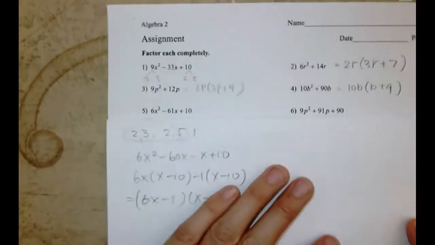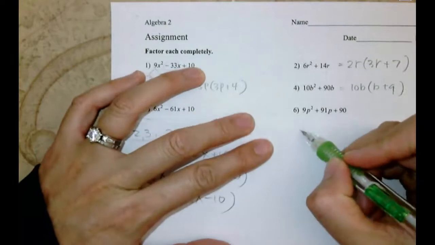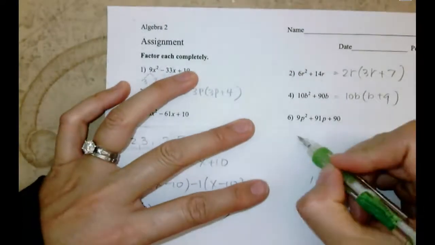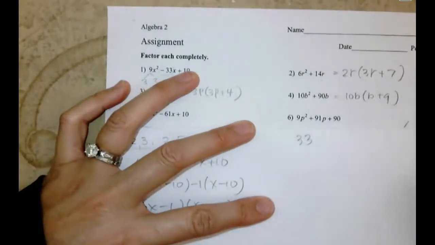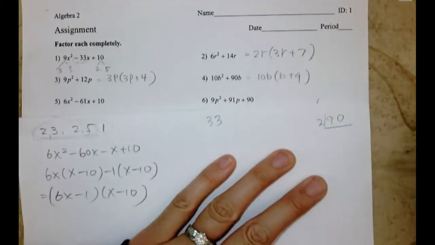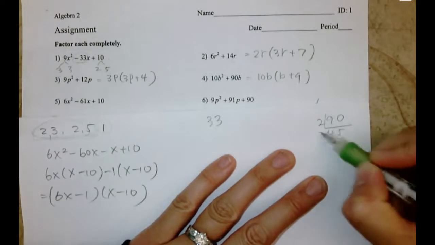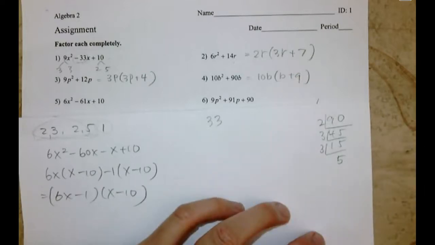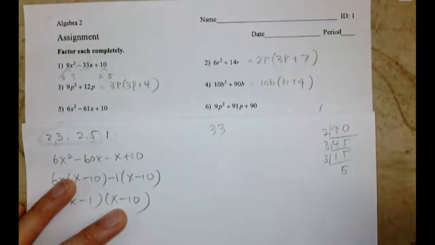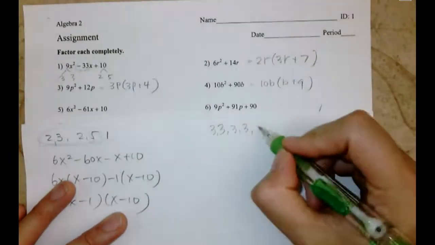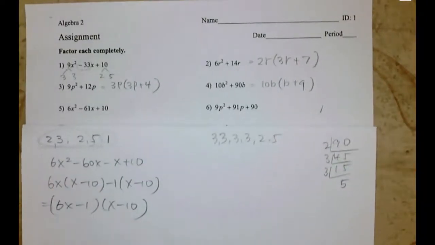Alright, number 6. The 9 is 3 and 3. And 90, that's just to do the prime factorization here. So that's 2, 45, 3, 15, 3, and 5, right? So these are the factors. So you have to use all of them. So that's 3, 3, and 2 more 3s, and 2, and 5. And then you have to get to 91.